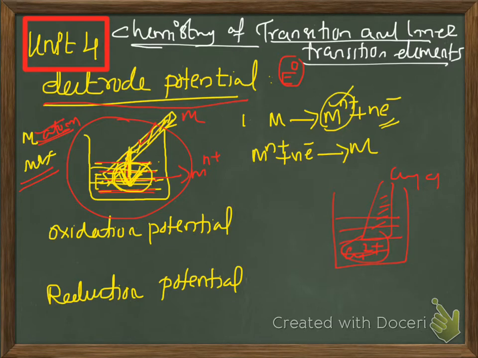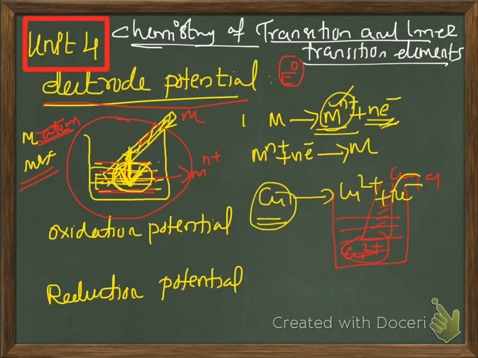During the course of this oxidation, electrons are released which accumulate on the electrode. For every oxidation, n electrons are released. In the case of copper, Cu gives Cu2+ plus 2 electrons. For the dissolution of every copper atom from the copper electrode, 2 electrons are deposited on the electrode. Thus, the electrode becomes negatively charged with time. Then the solution is positive and the metal rod is negatively charged.